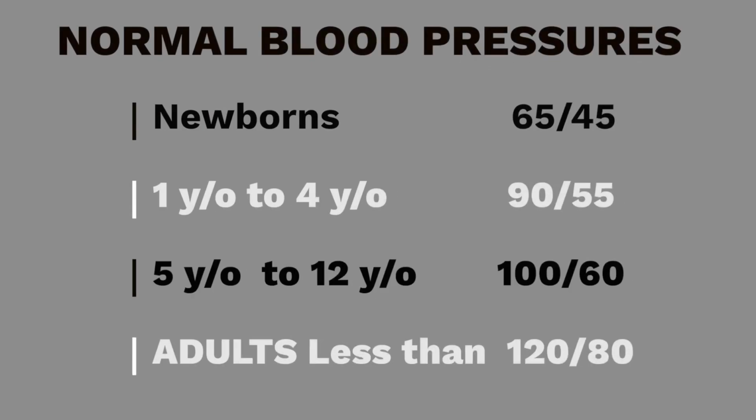Now, general normals for newborns is 65 over 45. 1 to 4 years of age is 90 over 55. 5 to 12 years of age is 100 over 60. And the adults should be less than 120 over 80.